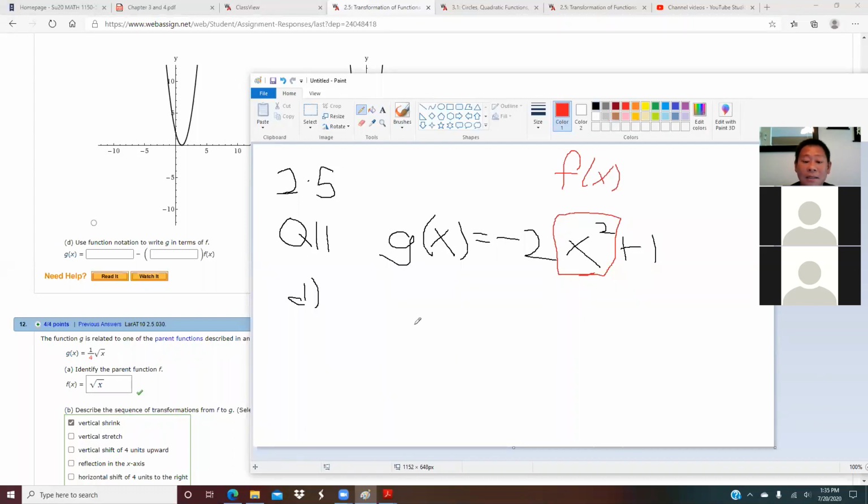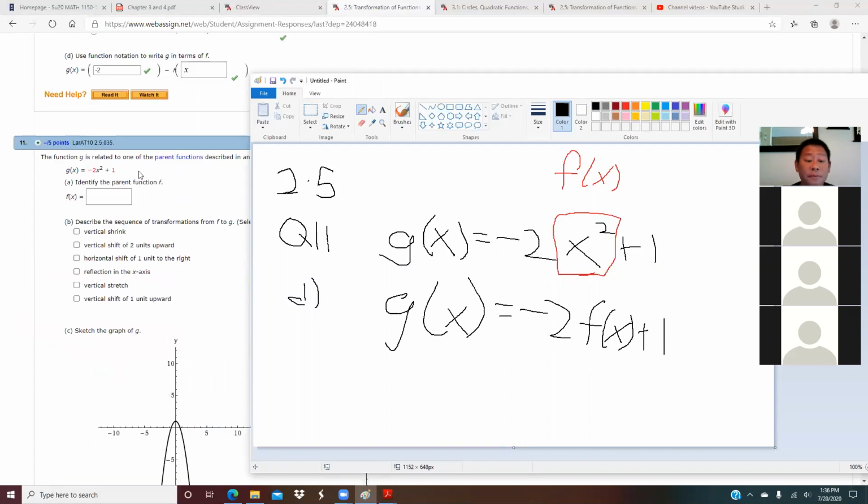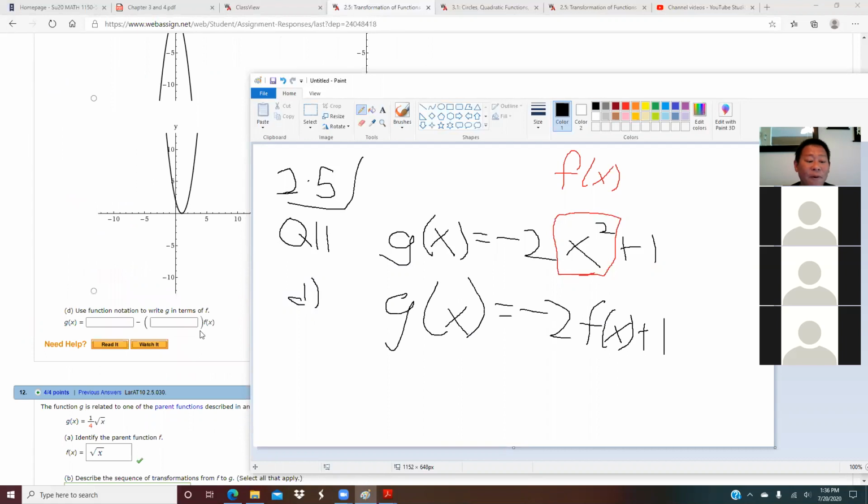So what is the answer in this case? g of x is equal to negative 2. What question are you on? Question 11, 2.5, part D, right here. They want you to write this in the form of f. So what you do is you take this and substitute that to f of x. And then you rewrite, you interchange it. So in this case, you write the plus 1 first, minus 2 f of x.